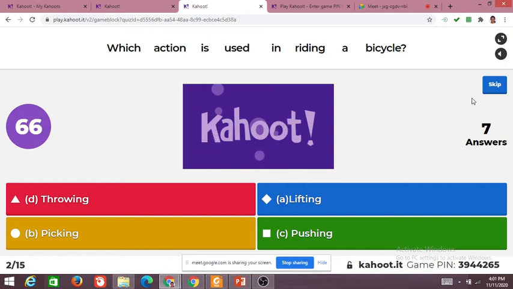Which action is used in riding a bicycle? Red, throwing. Blue, lifting. Yellow, picking. And green, pushing.